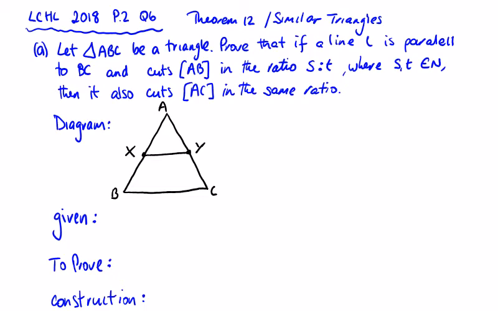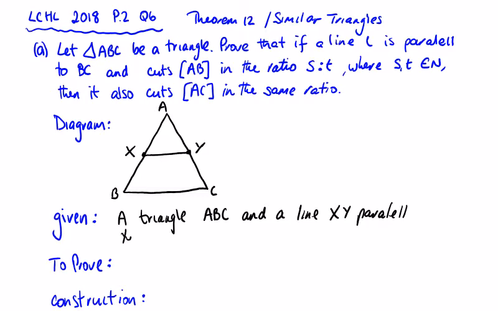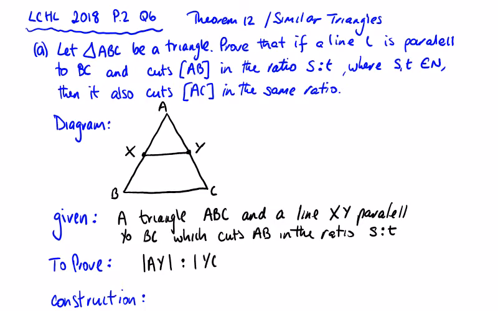Then we write down what we're given. We're given a triangle ABC and a line, what did we call it, XY, a line XY parallel to BC, which cuts AB in the ratio S to T. So we'd be asked to prove that XY is going to cut the other side in the same ratio: AY to YC is equal to S to T.